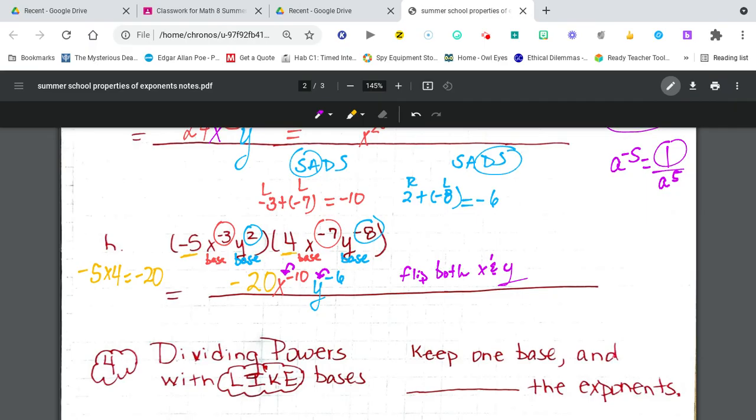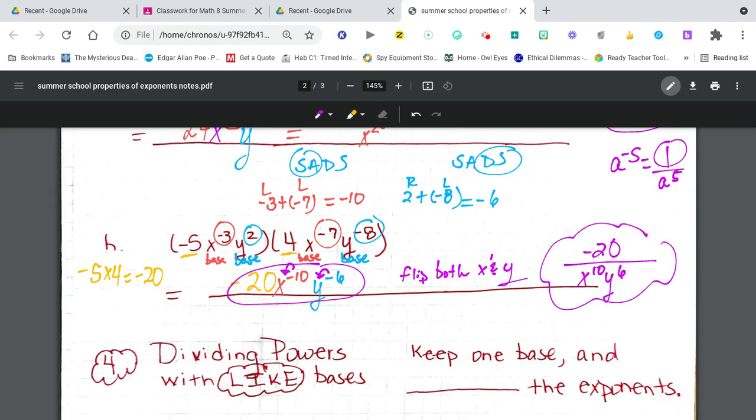And somebody said, well, why don't you flip 20 or -20? Well, -20 isn't an exponent. It's acting as a coefficient. It's acting as a big number. You can only flip the bases if they have negative exponents. So I'm going to draw a bar because I don't see a bar in here. I'm going to keep the -20 where it is, and I'm going to flip x to the bottom and make 10 positive. Flip y to the bottom and make 6 positive. And that's all you do.